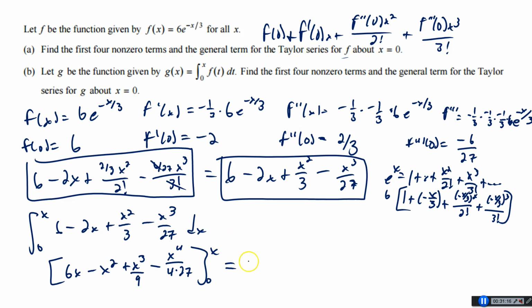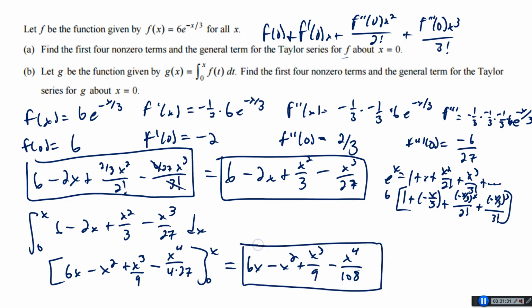So this is indeed just 6x minus x squared plus x cubed over 9 minus x to the fourth over, math in my head, 80 and 28, 108. There we go. Okay, just by integrating, right? It has nothing to do with integrating this function at all, right? Integrate the series term by term. Way, way easier, right? All right.